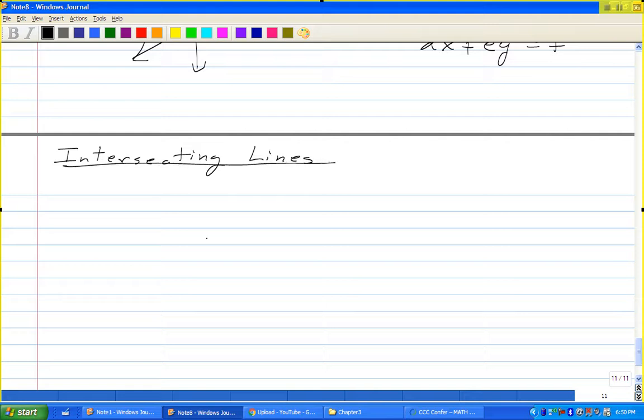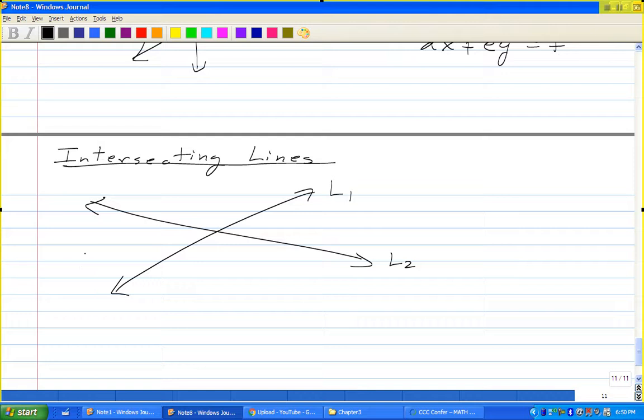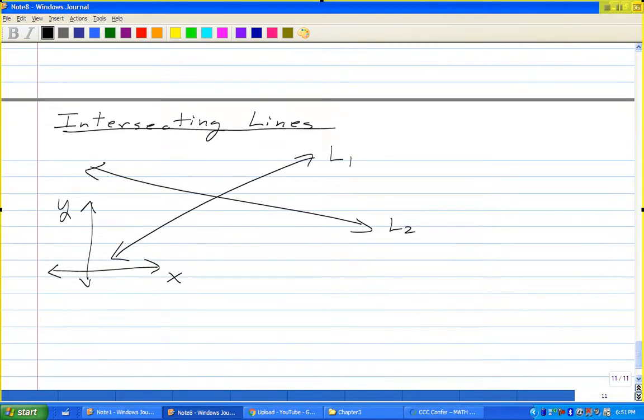Suppose I have 2 lines in the plane. Call this L1 and L2. And suppose that this is relative to some coordinate system. Then, suppose that M1 is the slope of the first line, M2 is the slope of the second line.